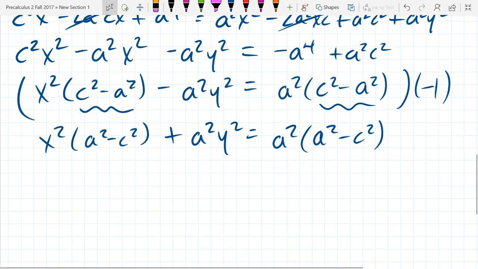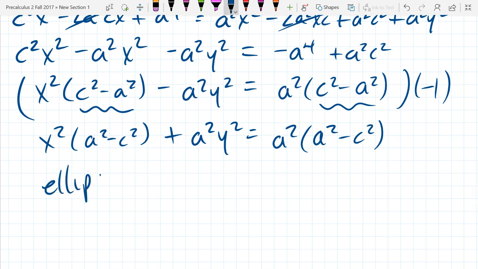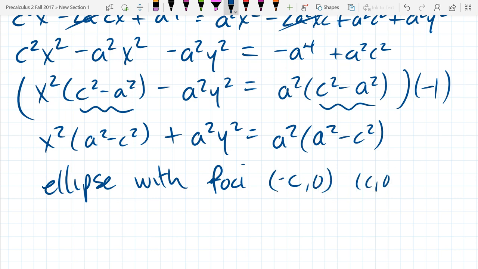Okay, so this is an ellipse with foci negative c, 0 and positive c, 0.